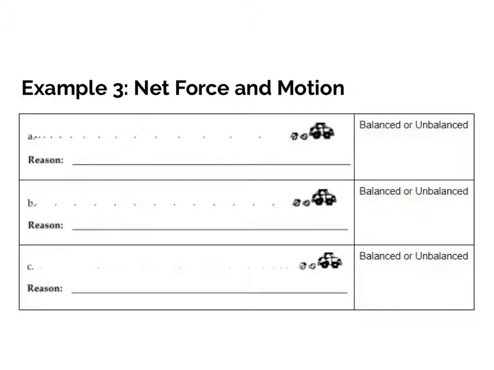Now let's see if we can understand whether forces are unbalanced or balanced and how that relates to the motion. In this first diagram, I have a car, and we recognize in the dot diagram that this car here is speeding up. So if it speeds up, what does that tell me? Are the forces balanced or unbalanced? Well, that tells me that the forces are going to be unbalanced, okay?